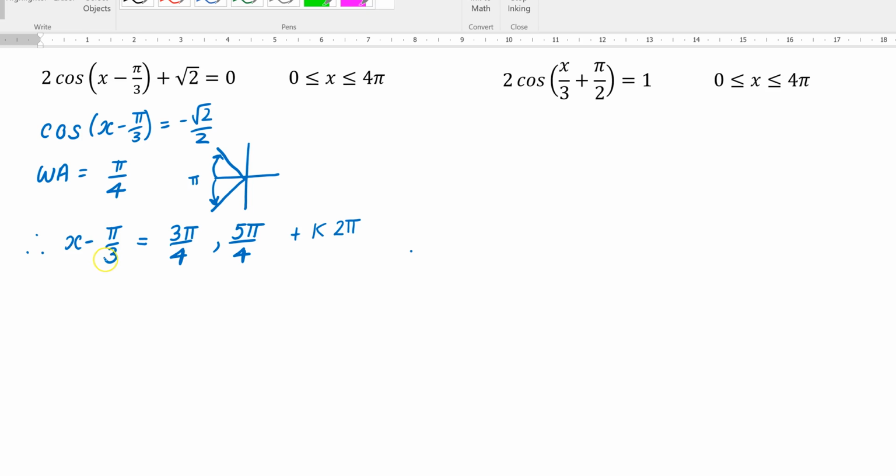And now it's a simple matter. How do I get rid of a take pi on 3? You simply plus pi on 3. So it's going to be x equals 3 pi on 4 plus pi on 3.